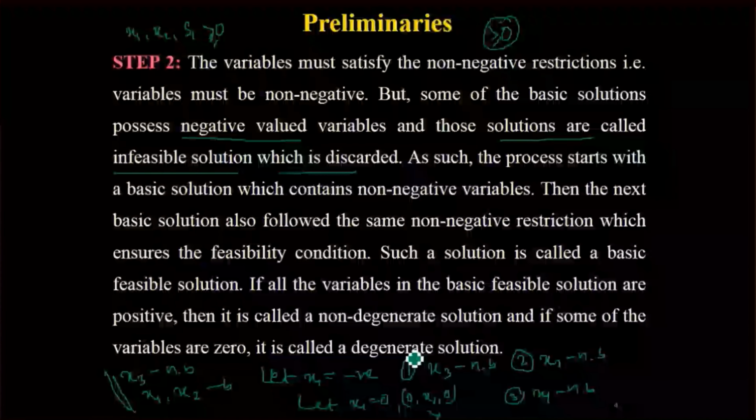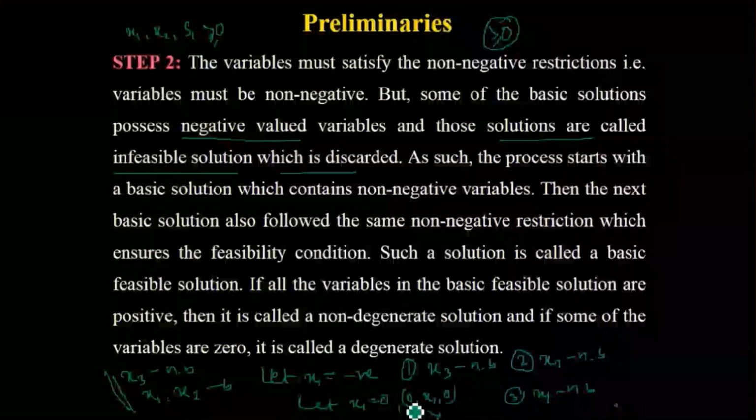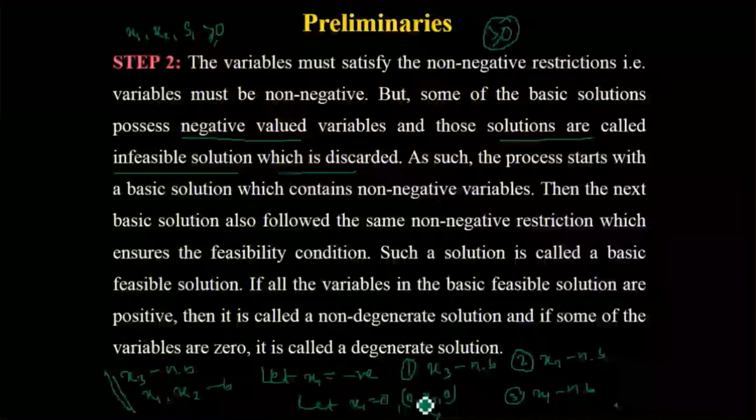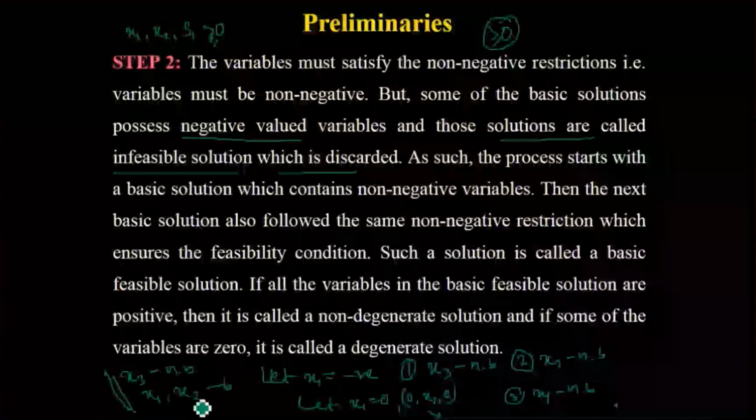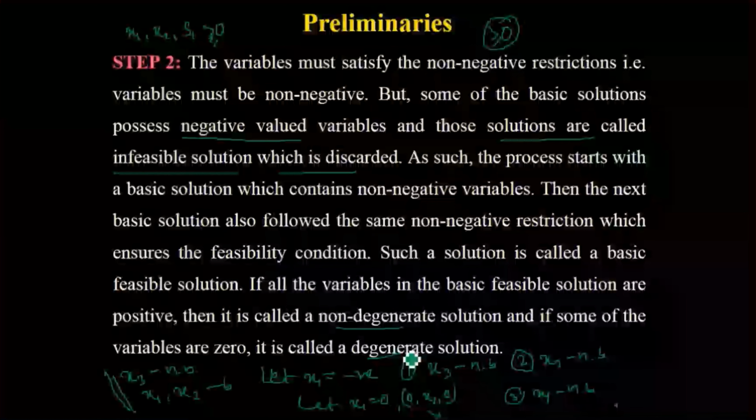Degenerate solution, because at least one variable is 0. It is written that if some of the variables are 0, it is called a degenerate solution. If x1 and x2 are positive values, then it is called a non-degenerate solution. Understand? This will be meaningful when we see example problems.